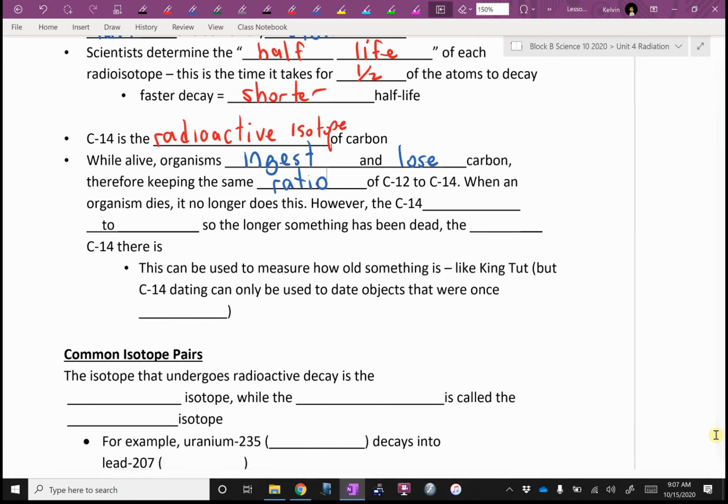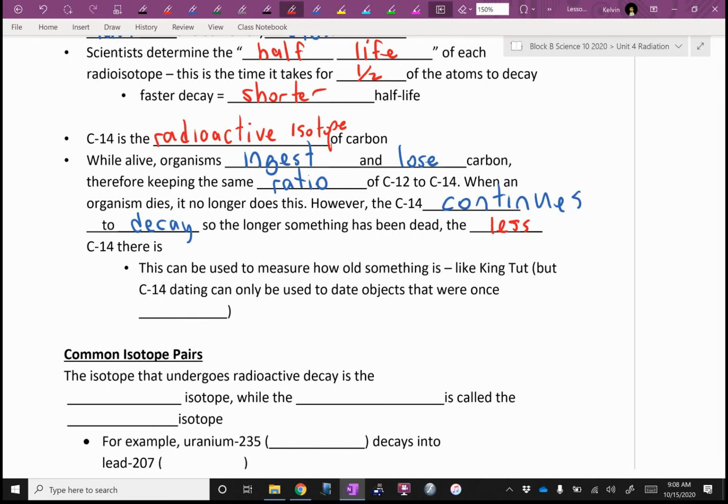But there's a limitation with carbon-14 dating. It can't date objects that are still living. Once an object dies, or if it's a tree and you cut it down and use it to make something out of the wood, the carbon-14 continues to decay. So the longer something has been dead, the less carbon-14 there is. So this can be used to measure how old something is, like King Tut.